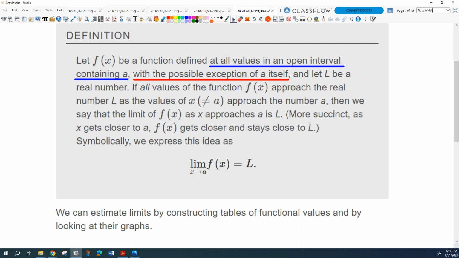Let f of x be a function defined at all values in an open interval containing a. Isn't that kind of where we left off, defining what an open interval is? Can you remind me how that works? Open interval versus closed interval. What are the differences? Okay, what's not included? You're right. The endpoints. Yeah, exactly.